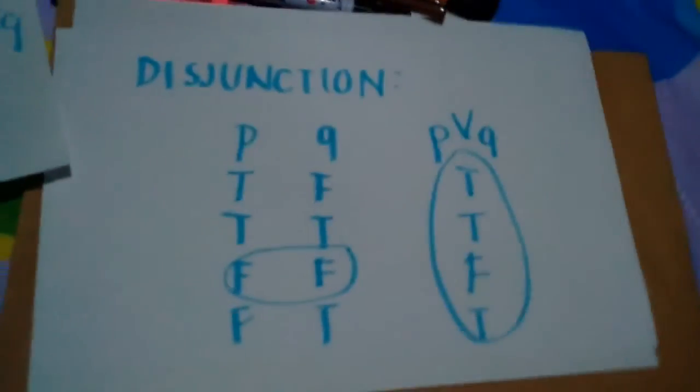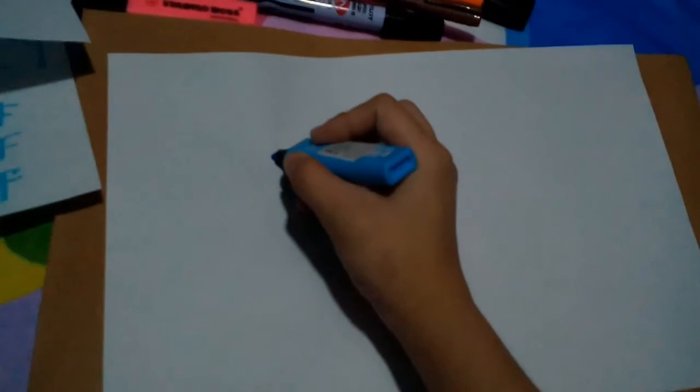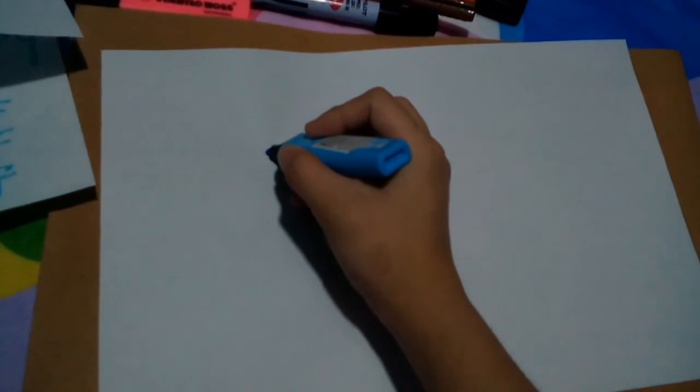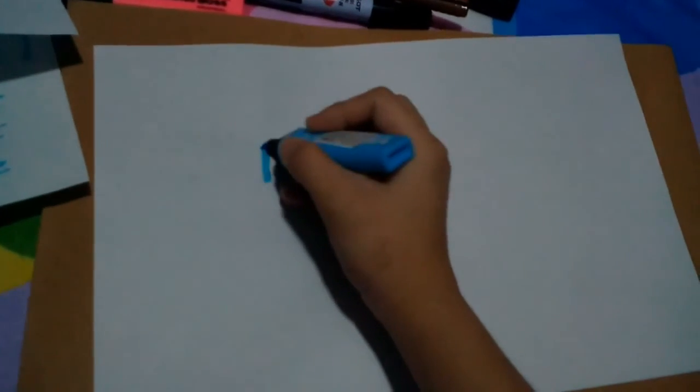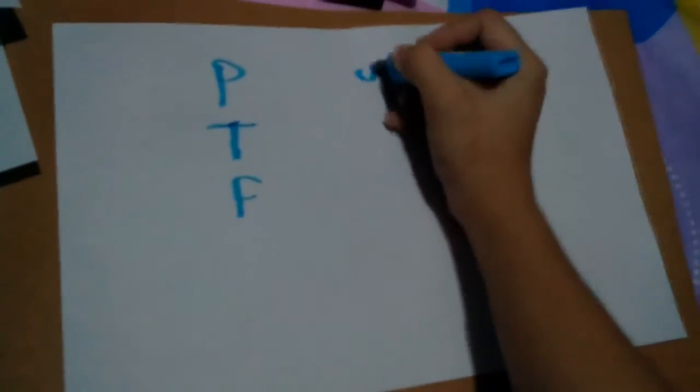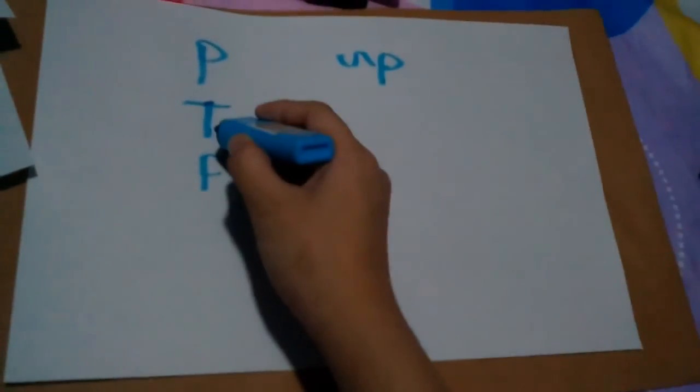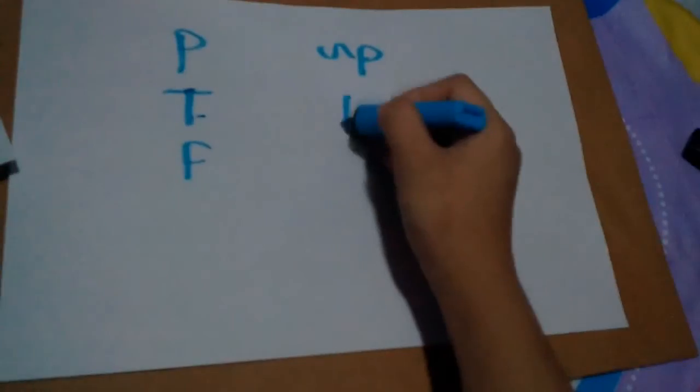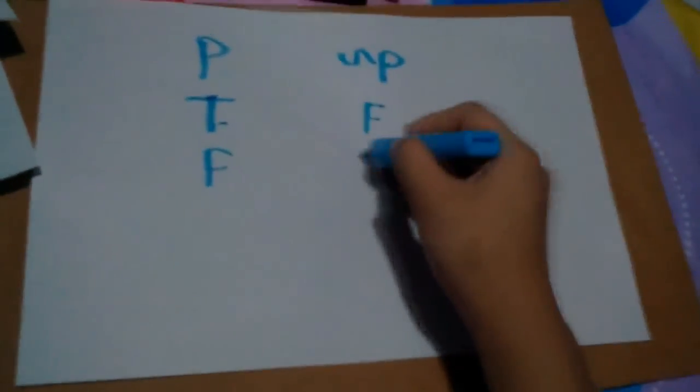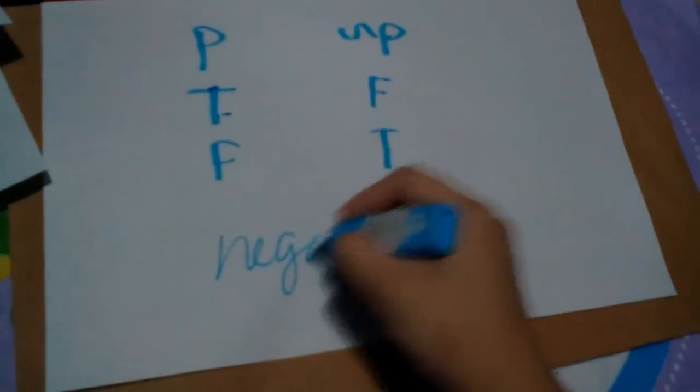So let us now proceed to the negation. In negation, we just need to give the two possible truth values. We can say that it's true and then false, and so for example it is P, the negation of P. When you negate the true, it would be false. When you negate the false, it would be true. Simple as that. That is the negation.